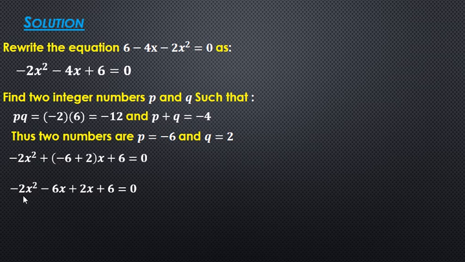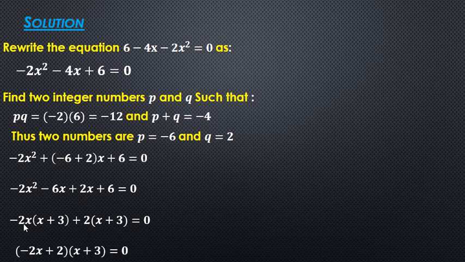Then taking minus 2x as a common factor from what? From the first term and second term. That means minus 2x into x plus 3, plus taking 2 as a common factor, we have 2 into x plus 3, which is equal to 0. Then minus 2x plus 2 times x plus 3 is equal to 0.